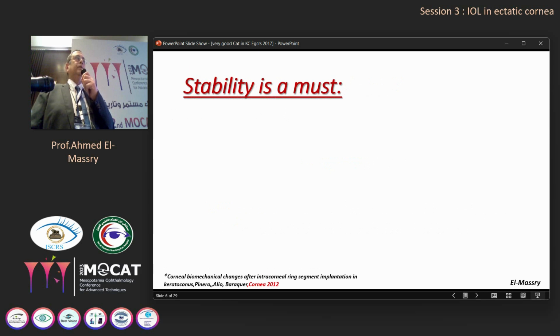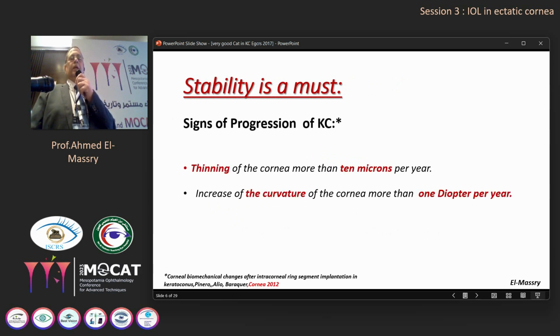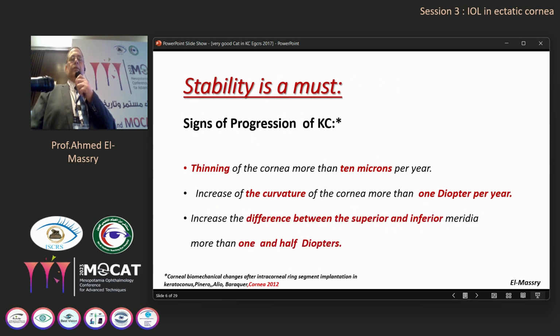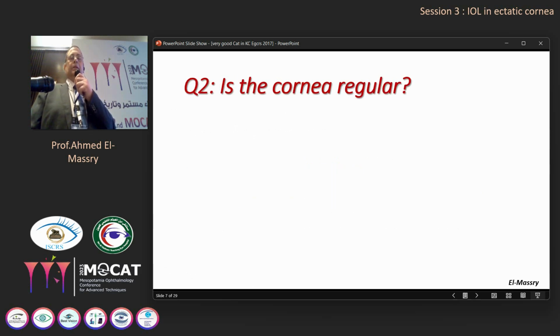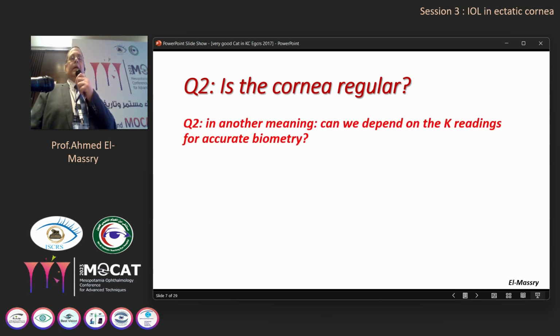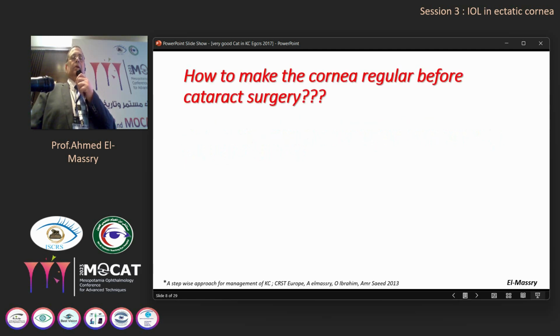So stability of the cornea is a must to take good measurements. As we all know, the signs of progression are thinning of the cornea and increase of the curvature. The difference between the superior and inferior meridia is 1.5 diopters. And the second question, after being stable or not, is it regular or not regular? In other words, can we depend on the K readings for accurate biometry or not?